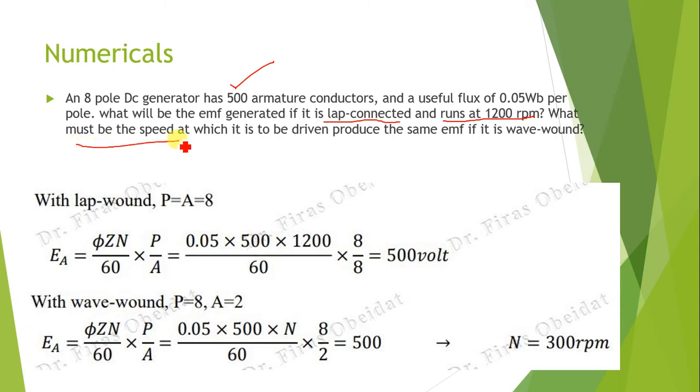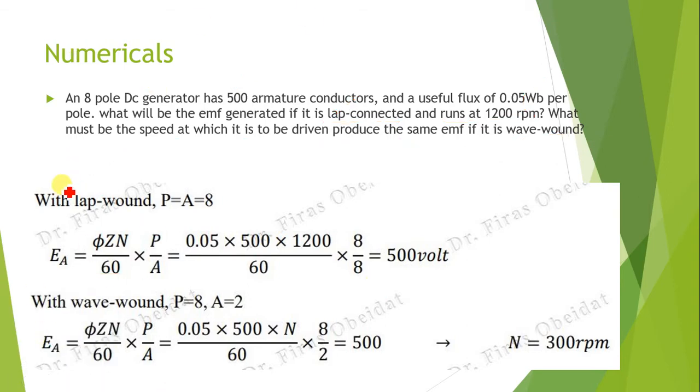What must be the speed at which it is driven to produce the same EMF if it is wave wound? So it is asked: at 1200 rpm it is producing some voltage with a lap connection of your armature coils. If it is the same thing connected in wave, what should be the value of N? It's a very typical question. Similar questions you can expect in university exams.